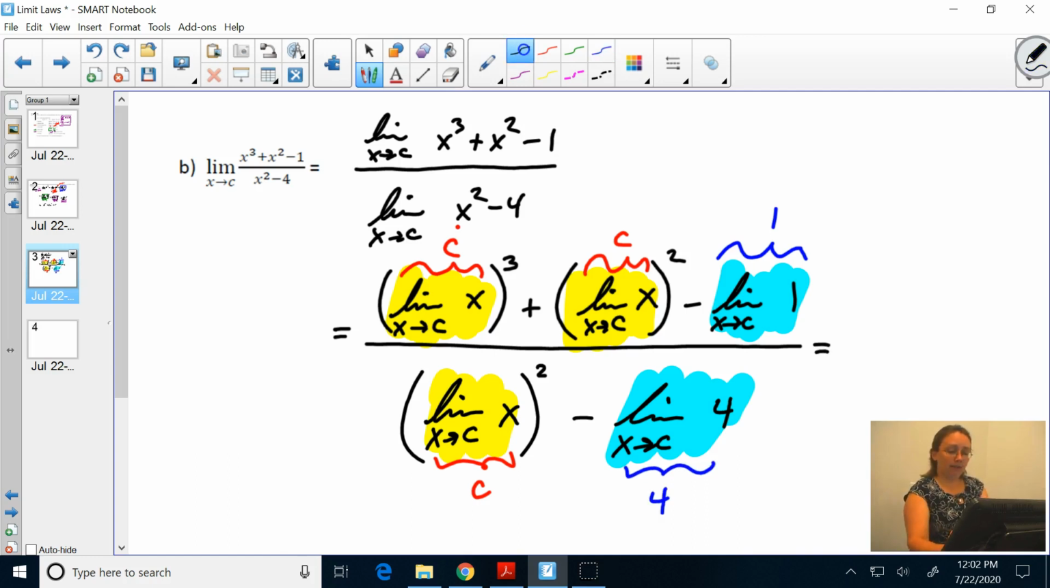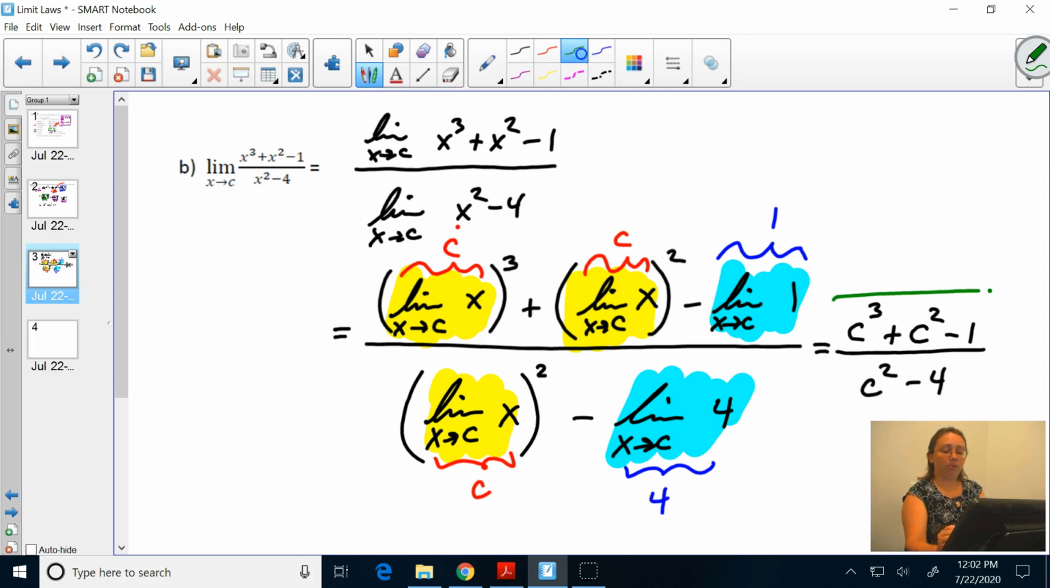If we write this out nice and neat, don't forget your powers. So we have c cubed plus c squared minus 1 over c squared minus 4. If c were a number, you plug in your number instead. That means in general. There you go.